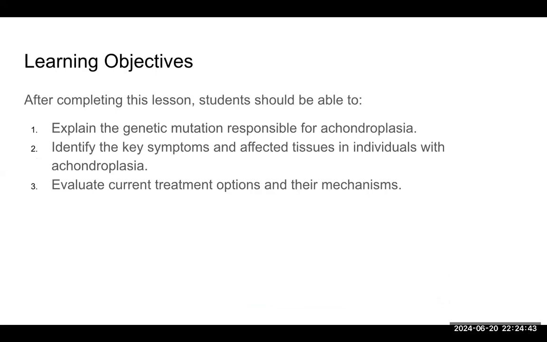To conclude, achondroplasia is a genetic disorder with significant impact on bone development. Today, we reviewed the genetic mutation and mechanism responsible for achondroplasia, identified key symptoms, and analyzed how normal tissue versus altered tissue happens in individuals with achondroplasia. And lastly, we went over treatment options.